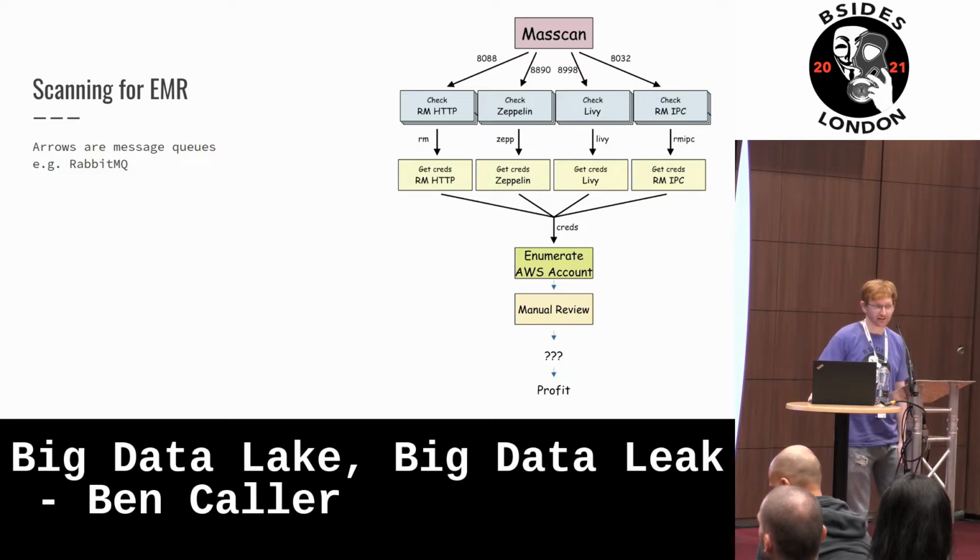So I was interested in how common this misconfiguration, leaving these ports exposed, was. So I did a bit of a port scan of the EC2 IP range, tried to get some credentials from clusters, and then I can do a targeted enumeration of those accounts to give me clues as to who owns the accounts, and then possibly I can report them to their owners.